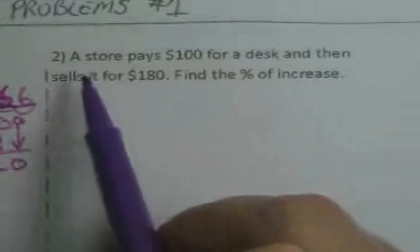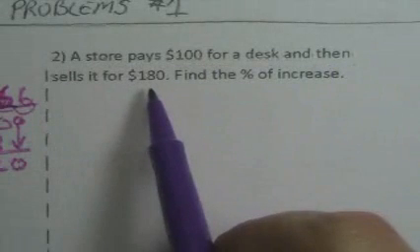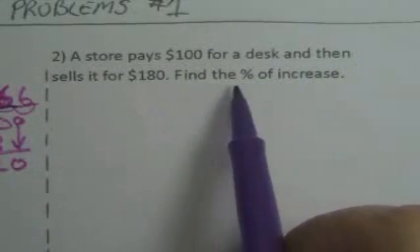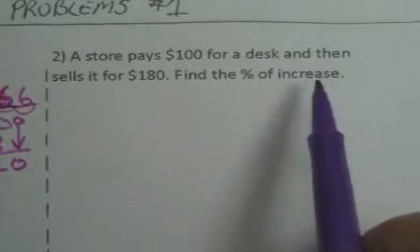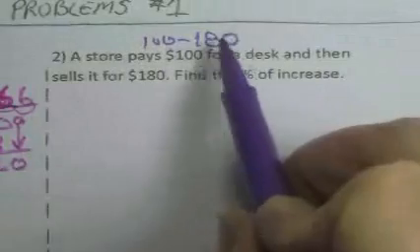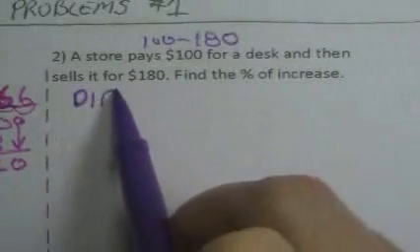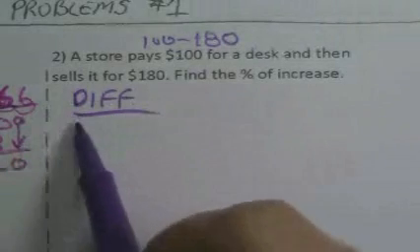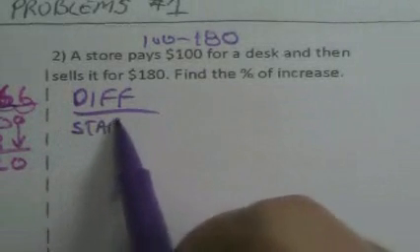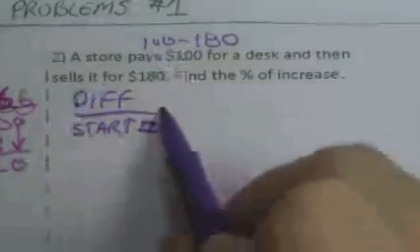Number 2, going to the right, a store pays $100 for a desk and then sells it for $180. Because they have to make a profit. Find the percent of increase. Okay, so we went from 100 to 180. What percentage is that? Well, remember, what we want to do is take the difference over the starting number. Difference over the starting number.